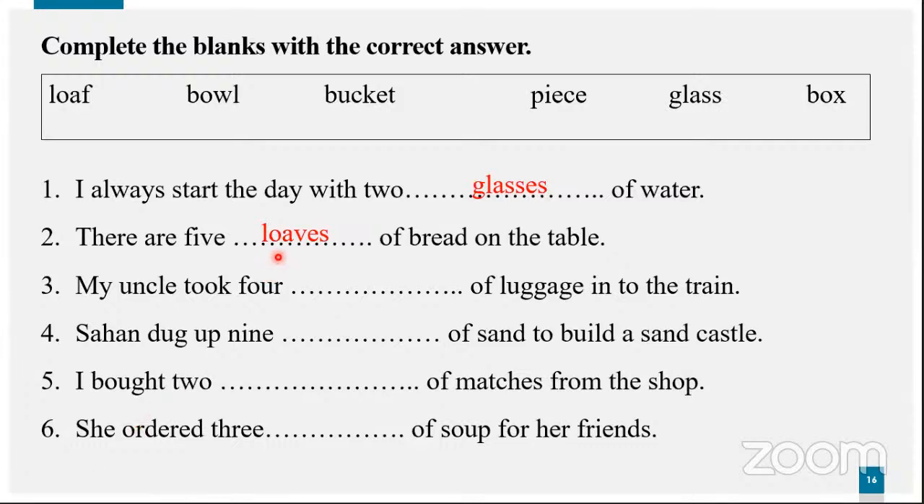You know that the word loaf ends with F. When we make it plural, we have to remove F and add VES, right? You have learned these points in grade 6, right? You should remember these things when we make a plural of a word that ends with F.